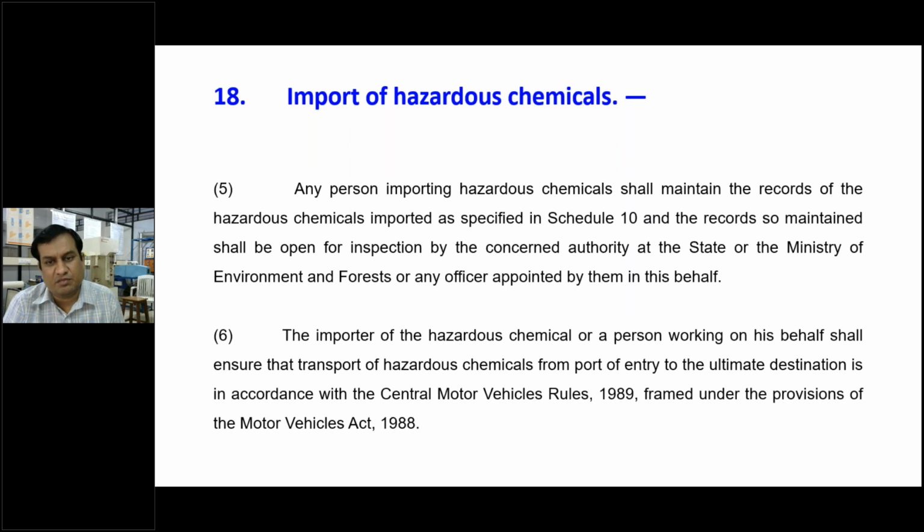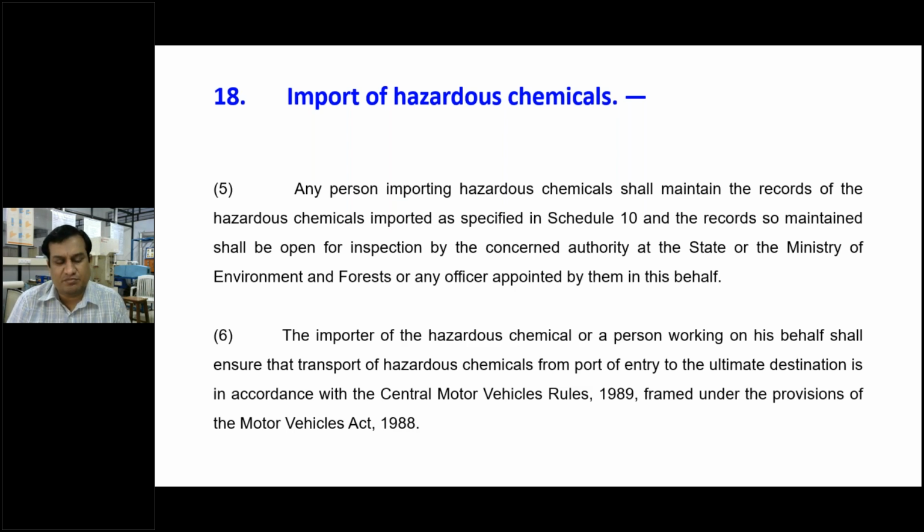Any person importing hazardous chemical shall maintain the records of these hazardous chemicals imported as specified in Schedule 10. So, how to record the details of these imported hazardous chemicals? The guidelines are given in Schedule 10. Records maintained shall be open for inspection by the concerned authority at the state or the Ministry of Environment and Forest or any officer appointed by them in this behalf. So, the main concerned authority is MOEF or the respective state, and the detailed information should be given as per Schedule 10.